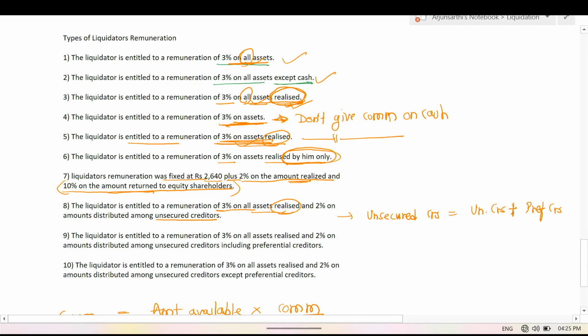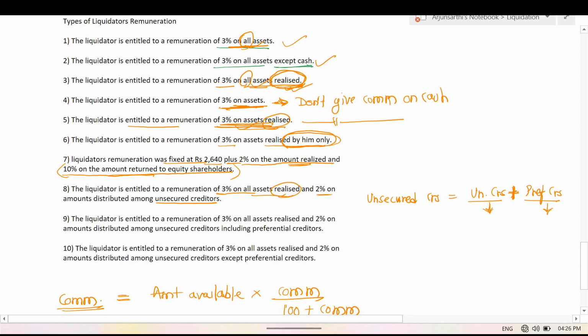Then from the payment side of the liquidator's final statement, take the total of unsecured. In the last problem this was the case we have done, you will get this in the video only. Yes, unsecured creditors and preferential creditors, on their total, he will get 2%, correct? And next, the liquidator is entitled to 3% on all assets realized. That means on all assets except cash he will get 3%.